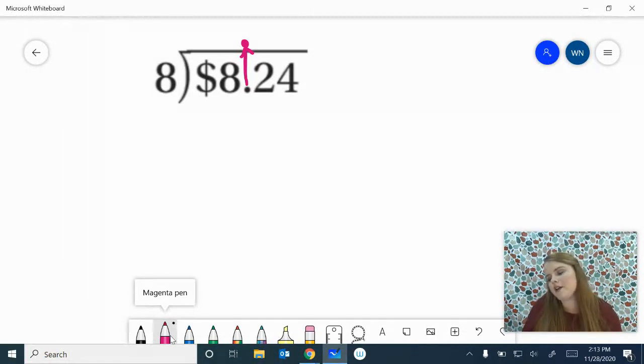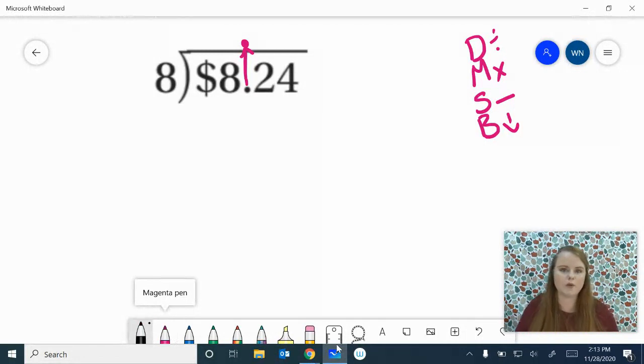On the very side over here, I'm going to make sure I remember, does McDonald's sell burgers? We divide, multiply, subtract, and bring down. That's going to help me remember what we're doing. All right, let's get started.